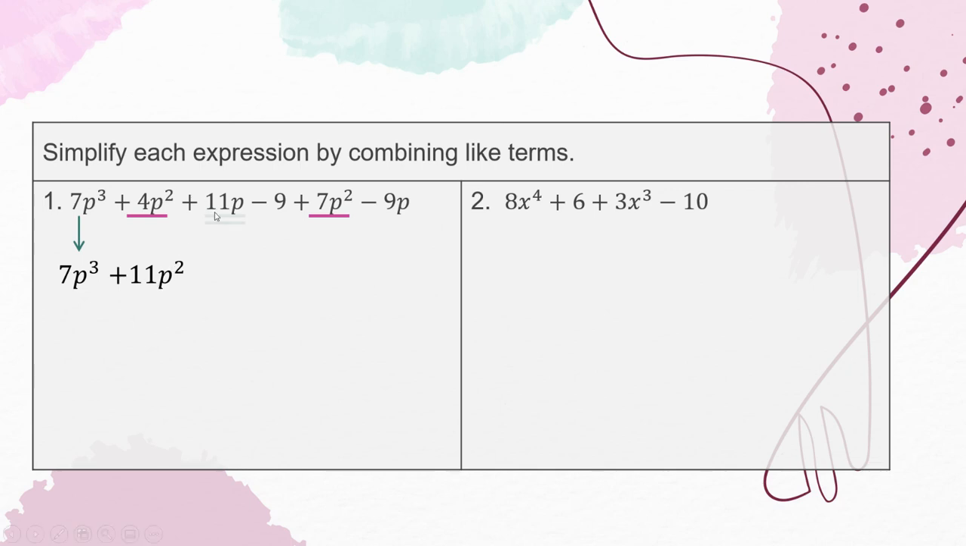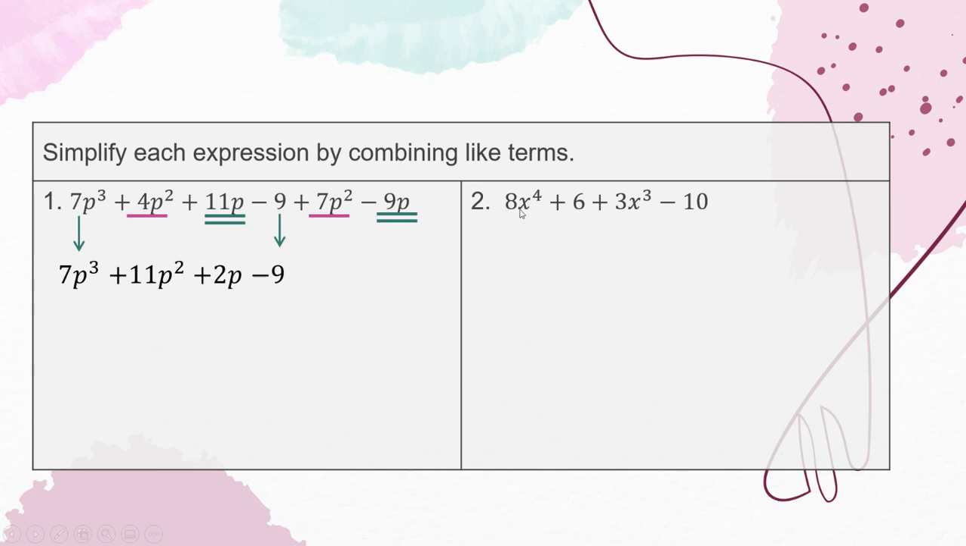And then next we have 11p and minus 9p. Those are like terms. So we add their coefficients. 11 minus 9 gives us 2, and we keep the variable part. So we get 2p. And our last term is minus 9. There is no other constant term, and so I'll just bring that one down.